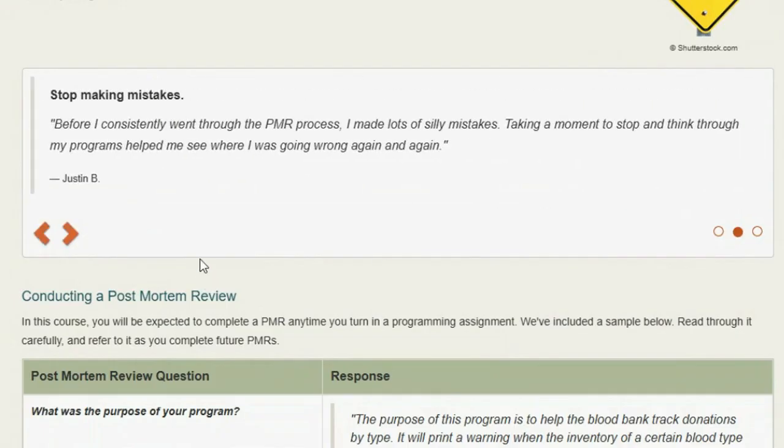Here's another one. Justin B. says, before I consistently went through the post-mortem review process, I made lots of silly mistakes. So taking a moment to stop and think through my programs helped me see where I was going wrong again and again and again. Every time when I look at the end, it's like, I keep making this mistake. And that post-mortem review helped them realize that.